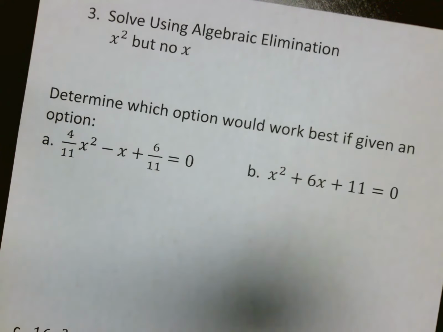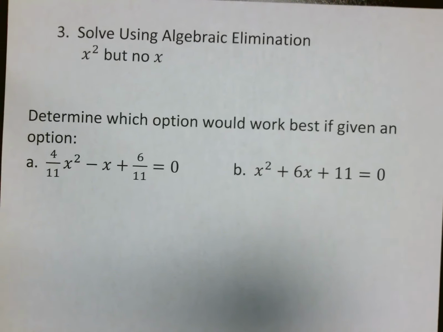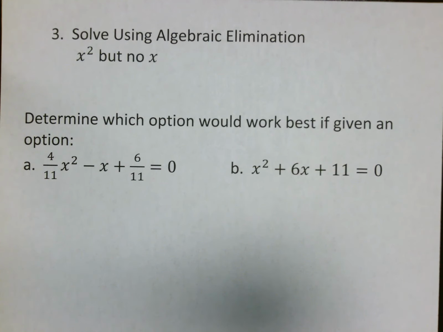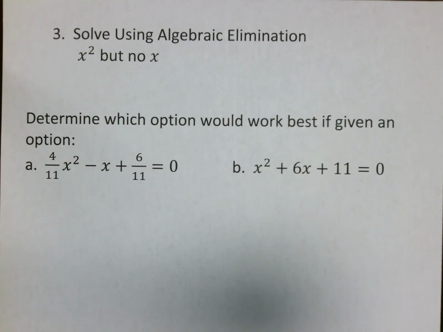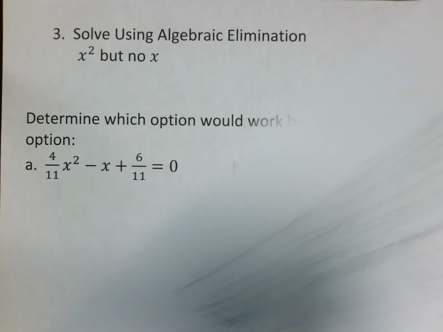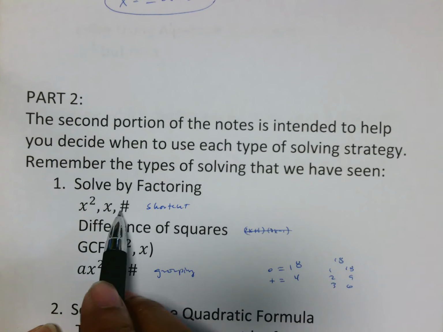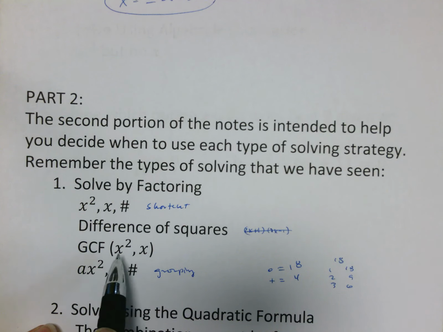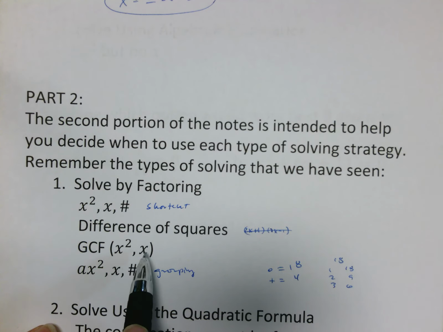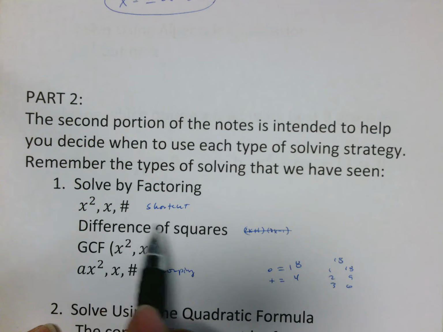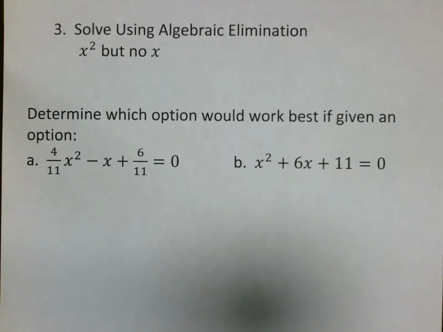But just be careful to make sure you actually know how to find the numbers, because I wouldn't like to do all those steps just to find out I skipped over one that really was the answer. And then the last one that we just talked about is solve using algebraic elimination, which has x squared but no x. So again, we have x squared, x and a number; x squared, x and a number; x squared and just x. You have the difference of squares, which is x squared minus a number, and then you have the one where it's x squared but no x, again x squared and a number.